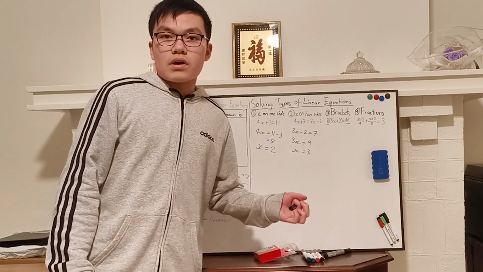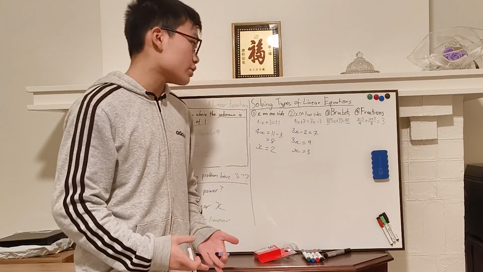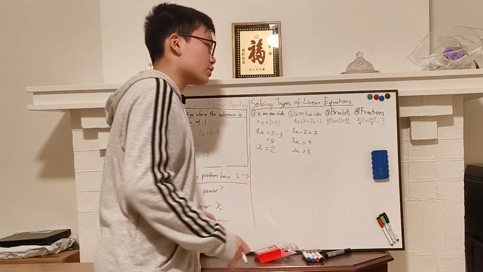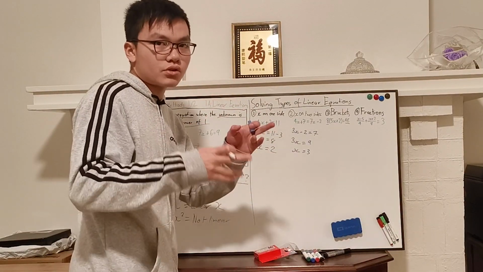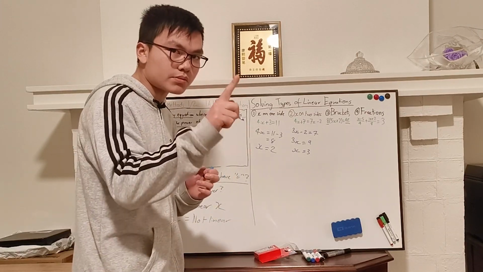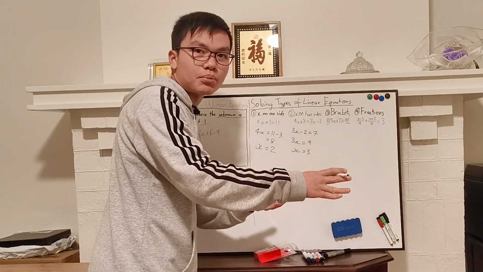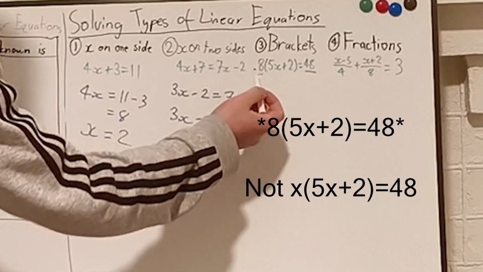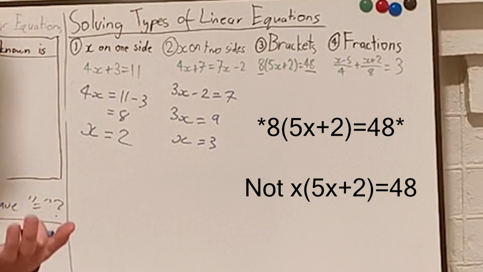Now the next type of linear equation that you're going to find in this chapter is going to be with brackets. So again, brackets, nothing too crazy, nothing too scary. We can solve with two methods. The first method is we get rid of whatever is in front of the bracket. So in this case, we have 8 bracket 5x plus 2 end bracket equals 48.